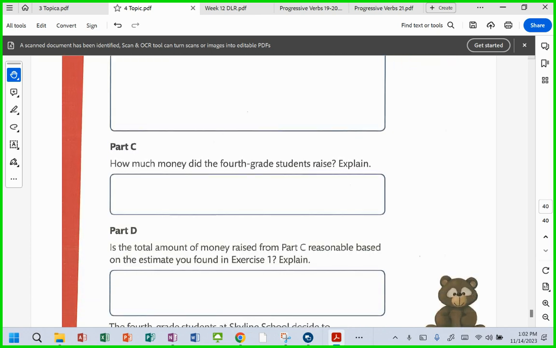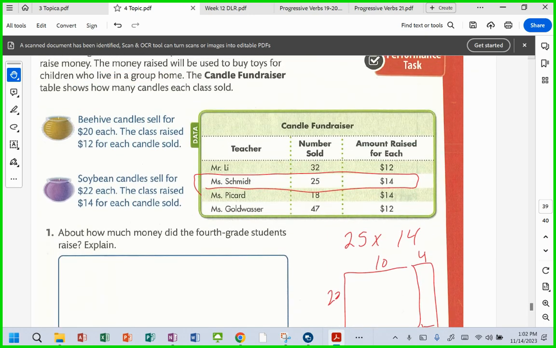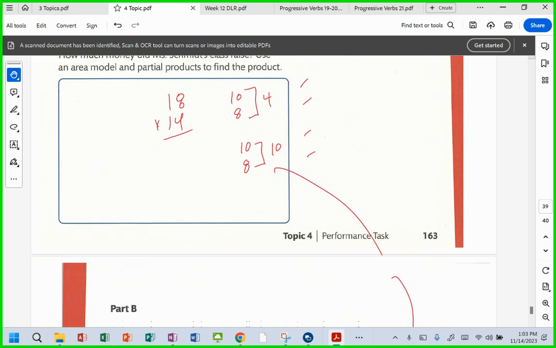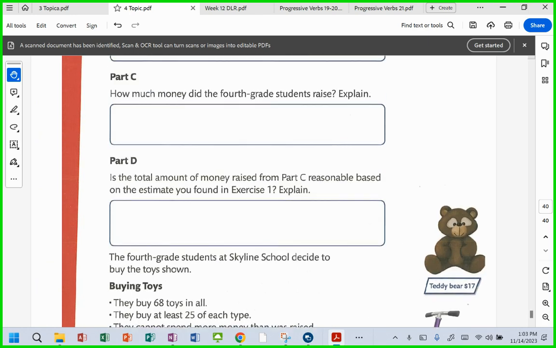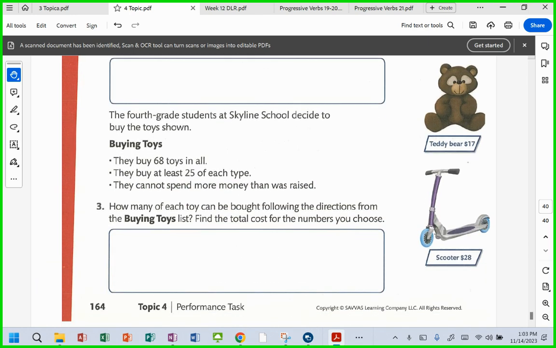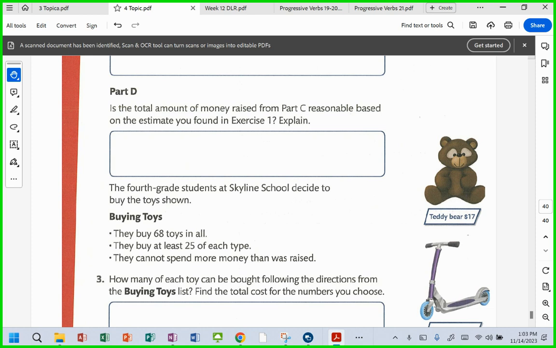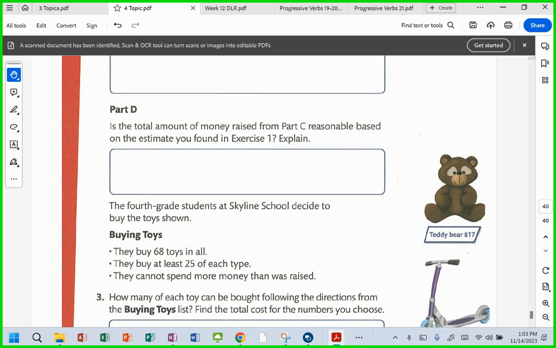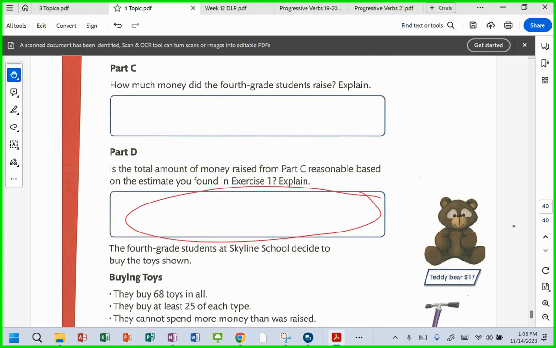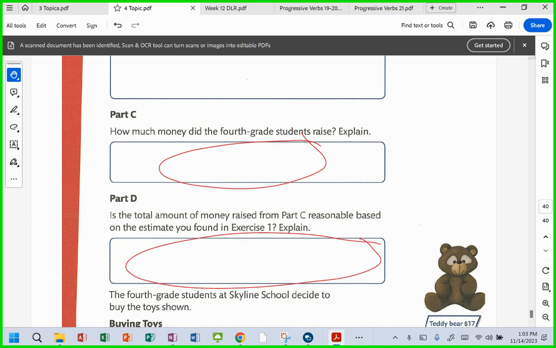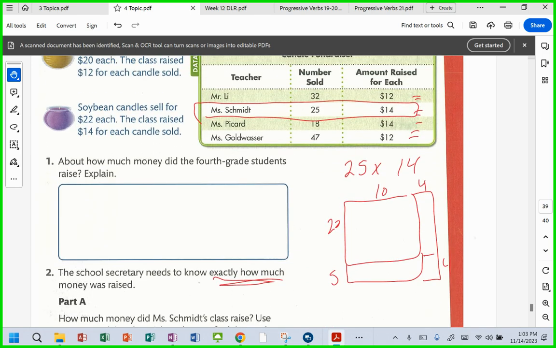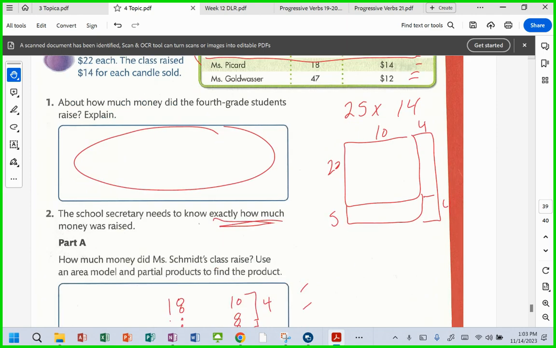How much money did the fourth grade students raise? Explain, right? I already showed you what you should do here, right? You're going to need to multiply each of those and add them up. All right. Part D, is the total amount of money raised from Part C reasonable based on an estimate you did in one? So whatever your total answer is here, is it close to the estimation that you did up here using compatible numbers or estimations, right?